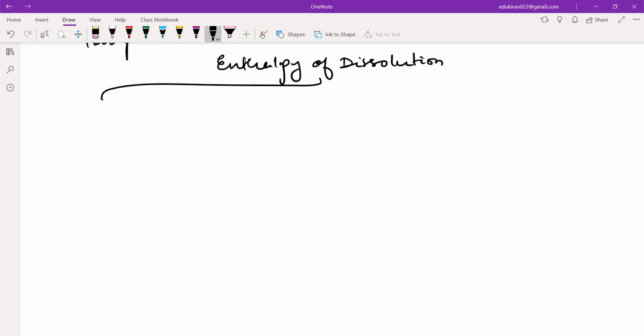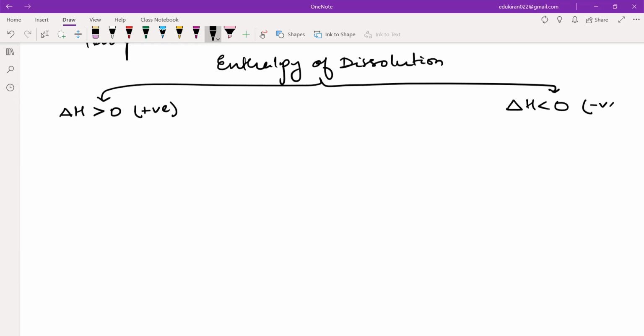So enthalpy of dissolution can be positive, that means delta H is greater than 0. The other case is when delta H is less than 0, that means it is negative. When delta H is greater than 0, it is an endothermic process. When delta H is negative, that is exothermic.